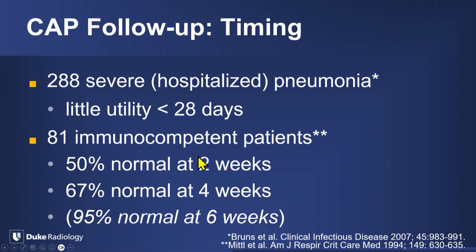There was a very small study in '94 of 81 immunocompetent patients where they followed them at 2 weeks and at 4 weeks. And at 2 weeks, 50% of the radiographs had normalized, and at 4 weeks, 67%. From that, they extrapolated that at 6 weeks, 95% should have normalized. And that's where we get that 4 to 6 weeks from this very limited data here.